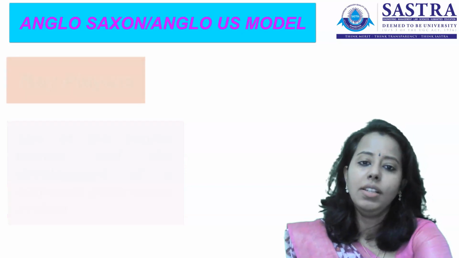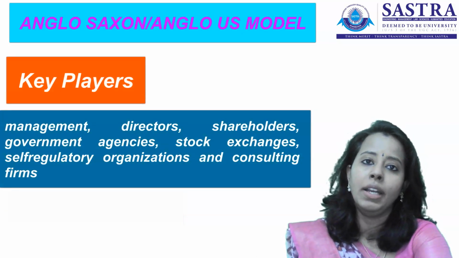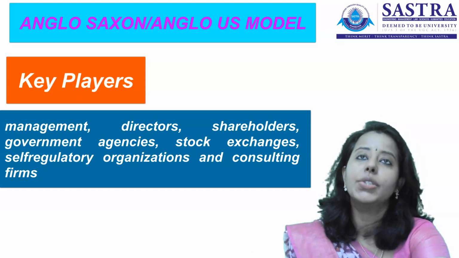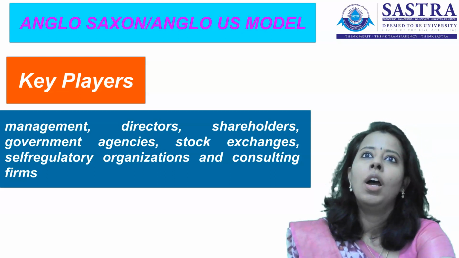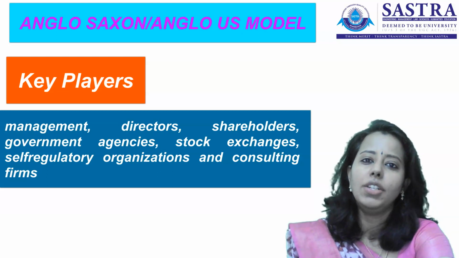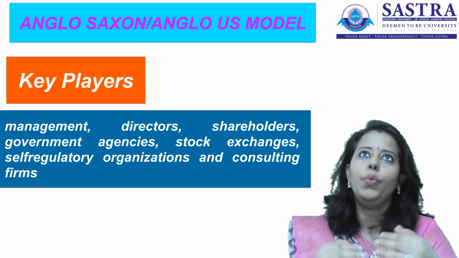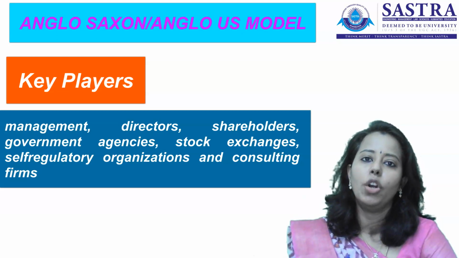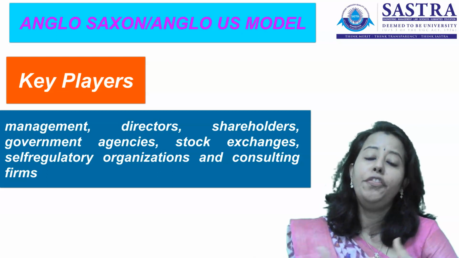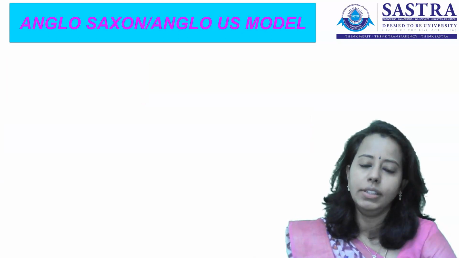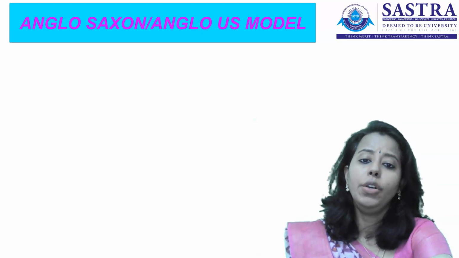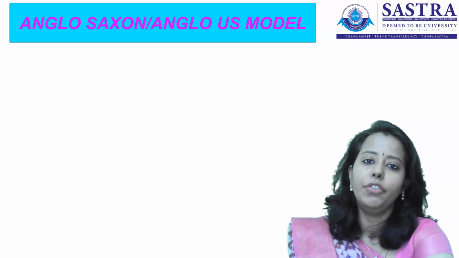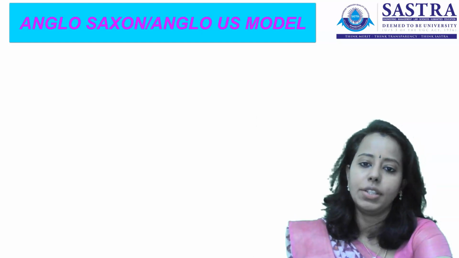As you see, the players in the Anglo-US model include management, directors, shareholders, government agencies, stock exchanges, self-regulatory organizations, and consulting firms, which advise the corporations or the shareholders. Three of these elements form the corporate governance triangle. These three elements form the CG triangle. The Anglo-US model has been developed within the context of a free market economy.